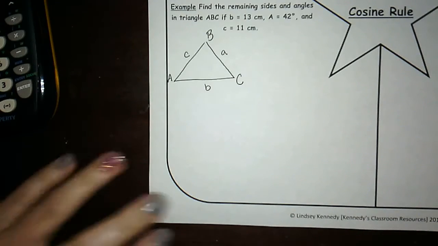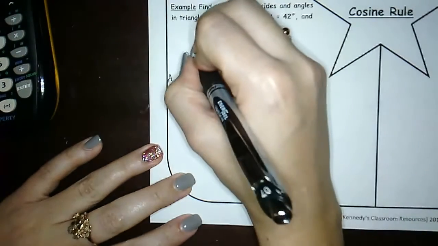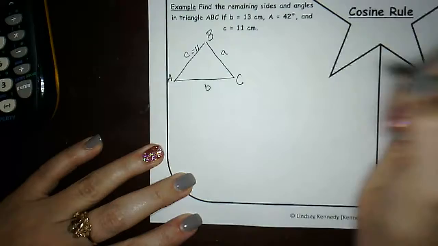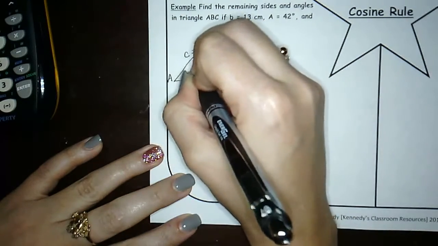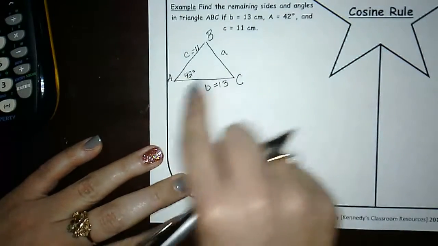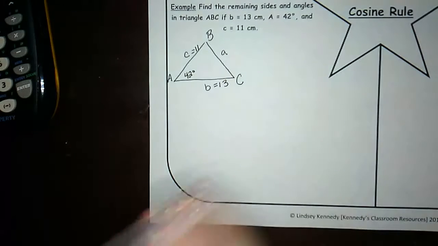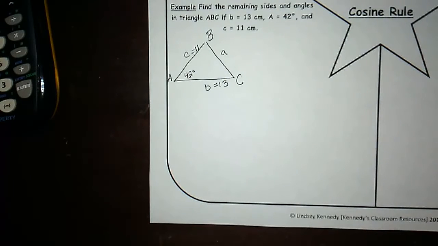So now label what you're given. Little c is 11, little b is 13, and big A is 42. So you can see we don't have big A and little a, so law of sines just won't work. So you can use whichever, but it's got to work for what you have.